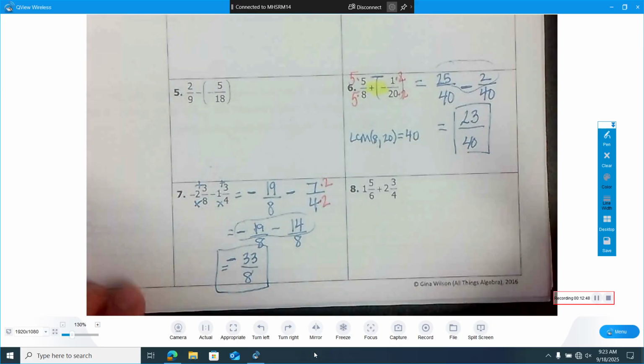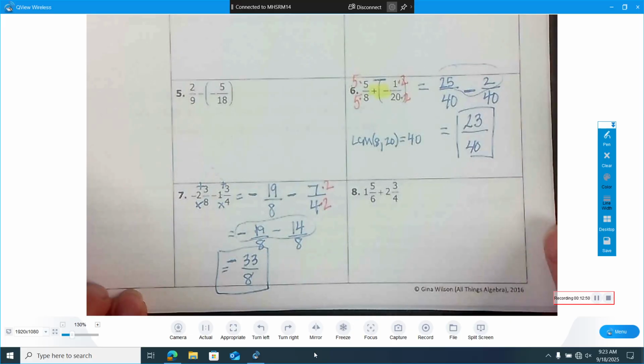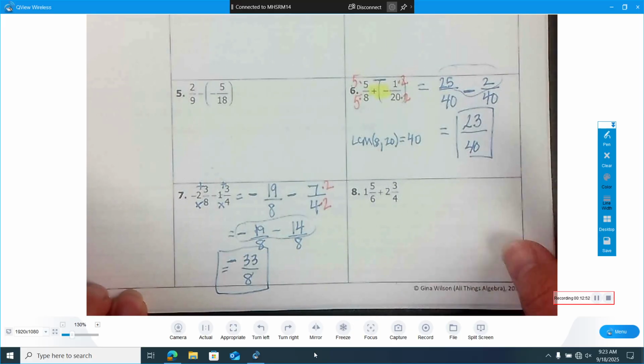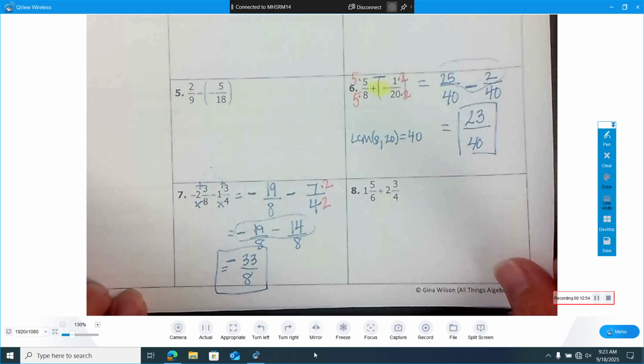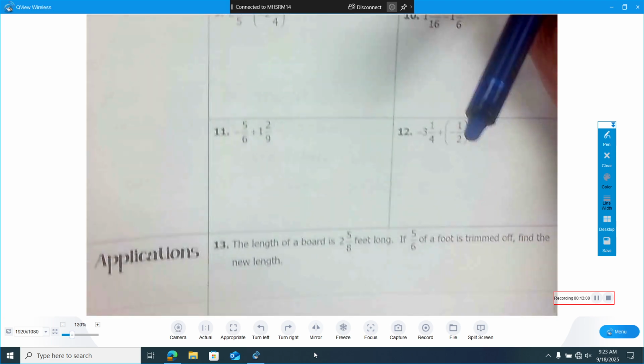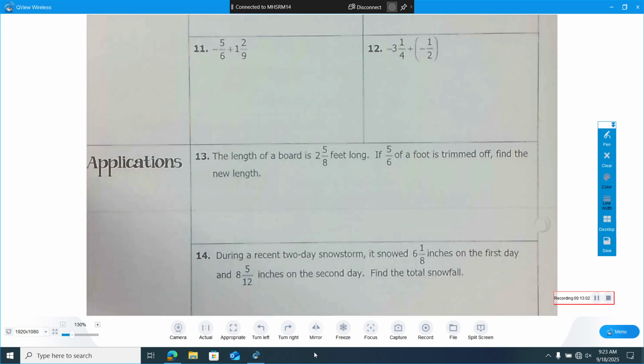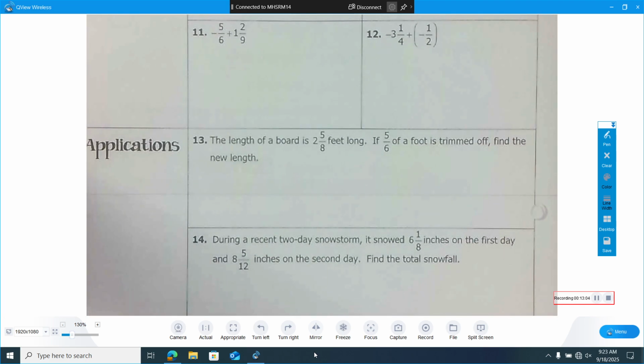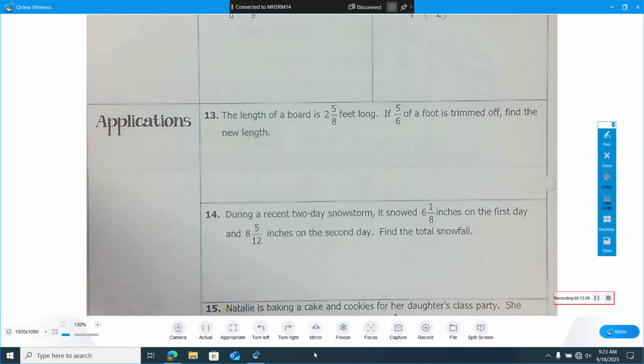All right. You good so far? Any questions so far? No? Okay. All right, let's turn the page. No. We're going to do 2 more, and then I'm going to let you loose. We're going to do these applications.